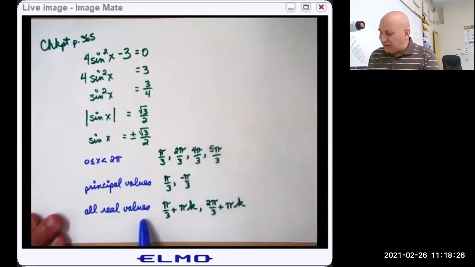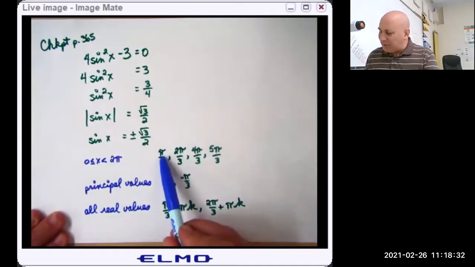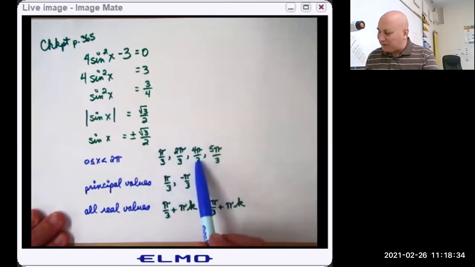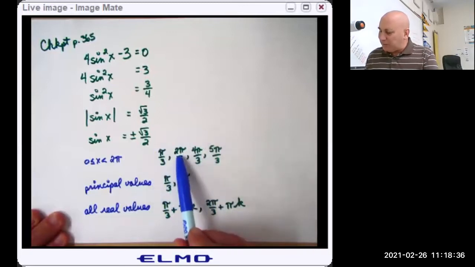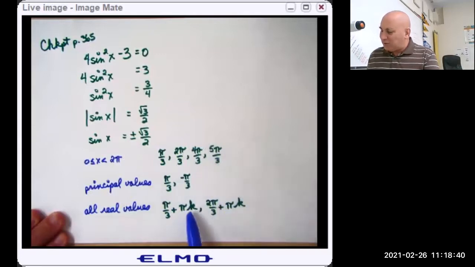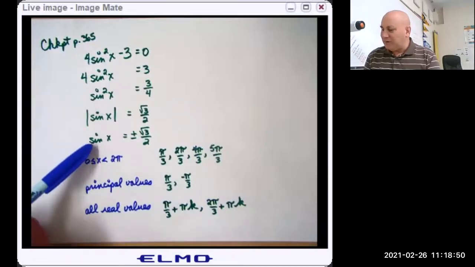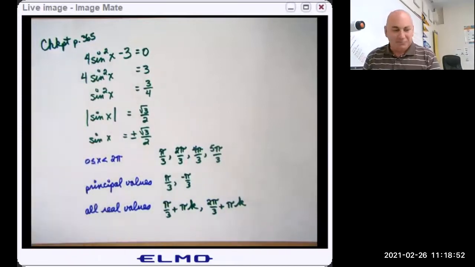And then all real values. And I put here plus pi k, because pi over 3 plus pi gives me 4 pi over 3. 2 pi over 3 plus pi gives me 5 pi over 3. So if instead of going 2 pi, you just go every pi after this one and every pi after this one, you're going to get solutions to this equation and this equation.